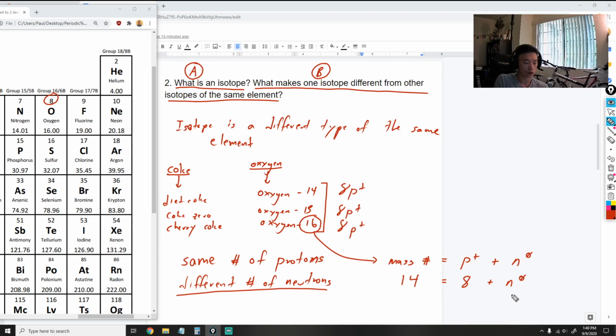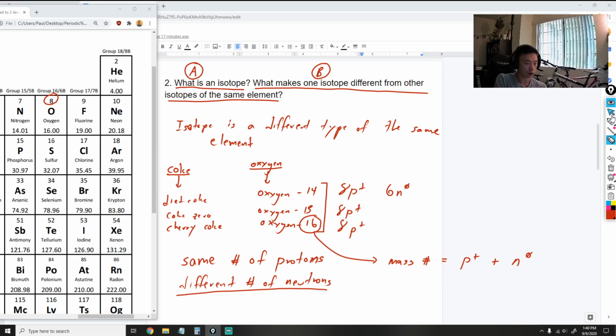Okay, so in order to get neutrons by itself, we just need to subtract 8 on both sides. Okay, so these can cancel out. 14 minus 8 is going to be 6. So that means there are 6 neutrons in oxygen 14. Oxygen 14 has 6 neutrons. Okay, so you guys can do the same for the other ones. I'll give you guys a second. If you guys feel ready to do this on your own, feel free to pause the video and try it on your own.